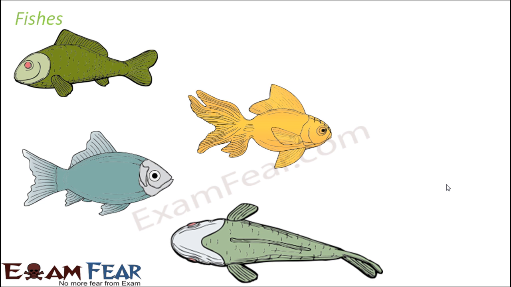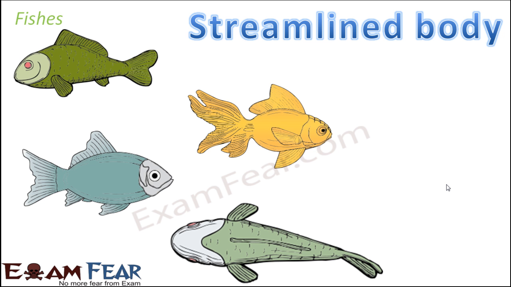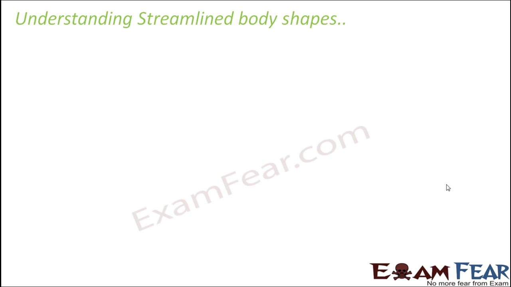Then comes fishes. So fishes are those organisms which live in water. So if we have to talk about the movement of fishes, it becomes important to talk about their body shapes, because their body shapes play a very important role. Their unique body shape enables their movement in water. This type of body shape is called a streamlined body. So before we talk about how fishes move, let us understand the concept of a streamlined body.